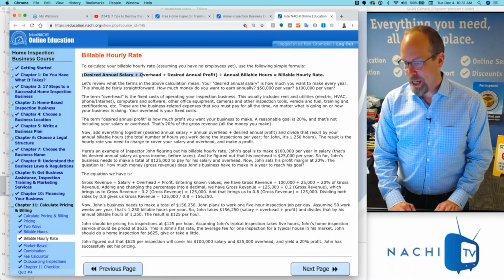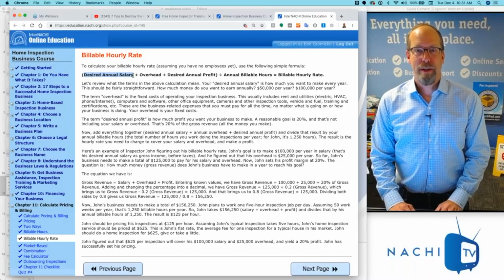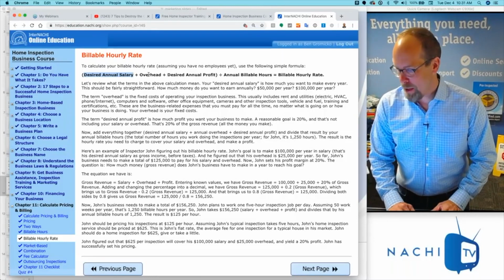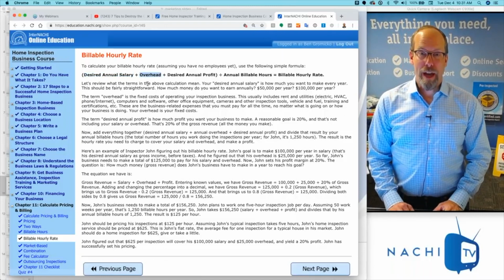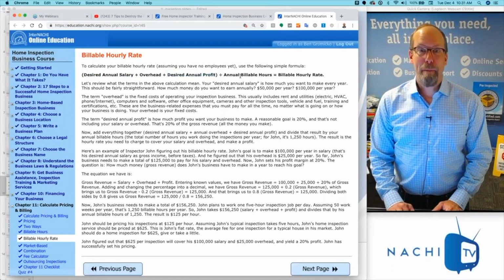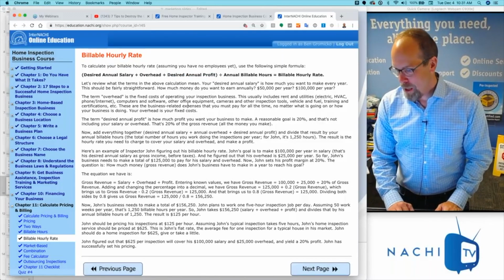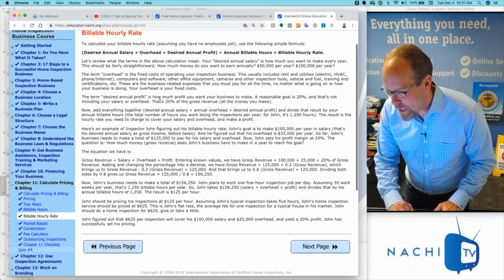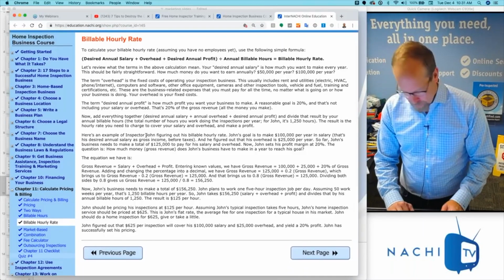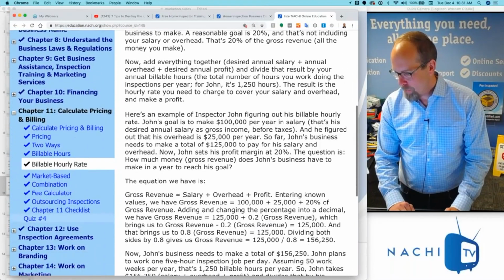So the math is, you get your desired annual salary. Let's say, for example, it's $100,000 before taxes, gross salary, just for yourself. Calculate the overhead and your desired annual profit, and you divide that by the number of hours that you are expecting to work within that year. So let's say we have an example. Let's see if I can bring this up so we can all see it.